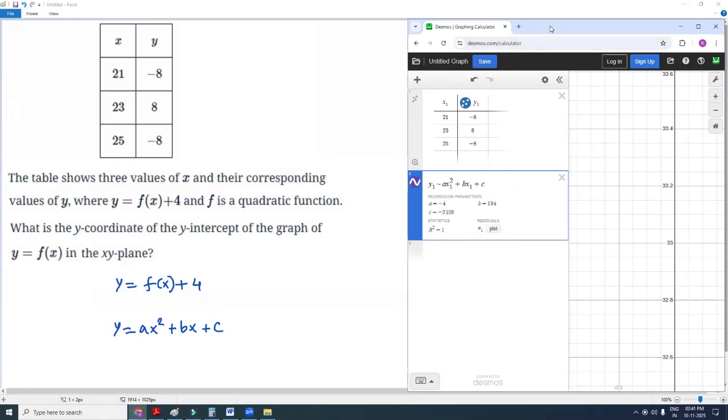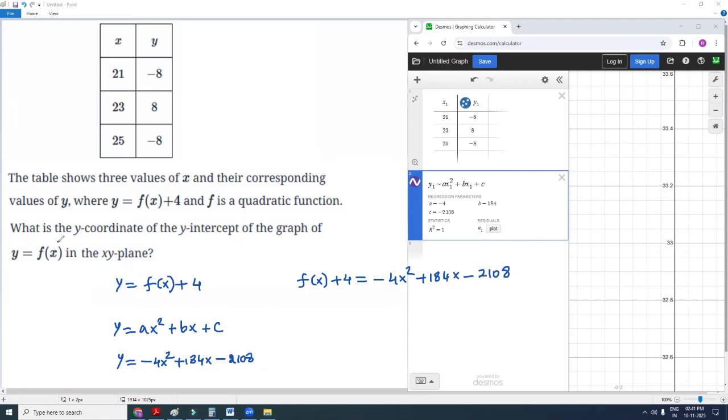Here I got the values for a, b, and c. So now let's rewrite this function. That is a equals negative 4, so we have negative 4x squared. And for b, we have 184, that is 184x. And for c, we have negative 2108. Here we got the expression for f of x plus 4. Now let me write over here f of x plus 4 equals this expression: negative 4x squared plus 184x minus 2108.